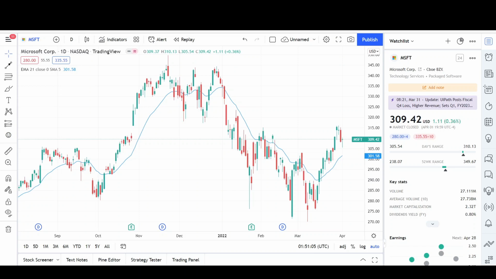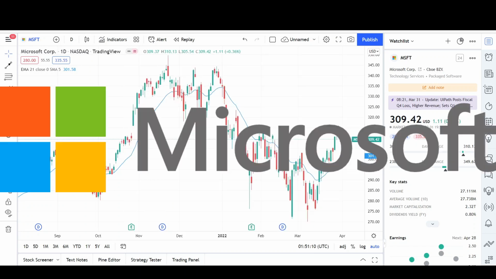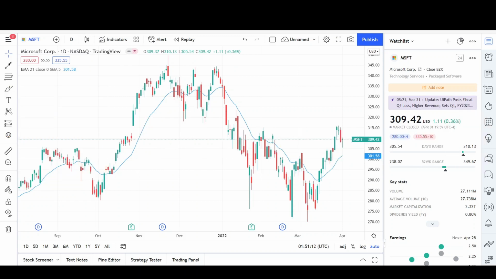What's up traders, this is Vee Trades and today I'll be doing a technical analysis breakdown of Microsoft with the ticker symbol MSFT.